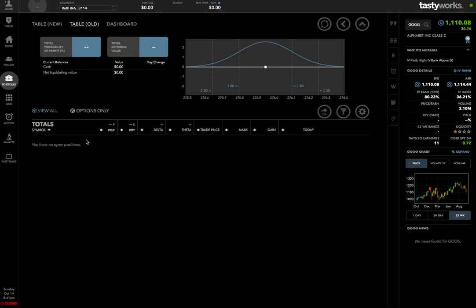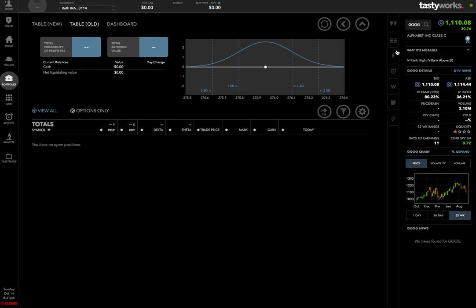You go back to your portfolio. You have a list of options here. It'll show your delta, your theta, your trade price of what you bought it for, the mark of where it's at right now, the gain that you have, and today's profit and loss. Okay, and then you could change that however you want it.